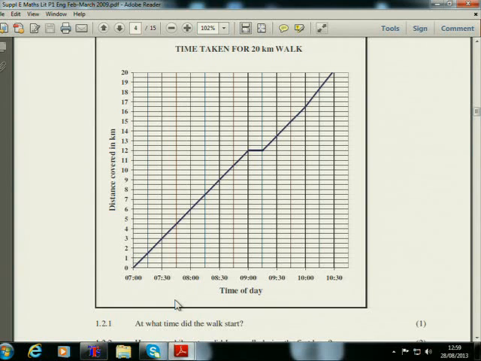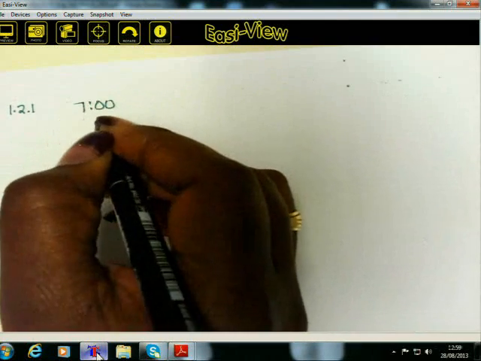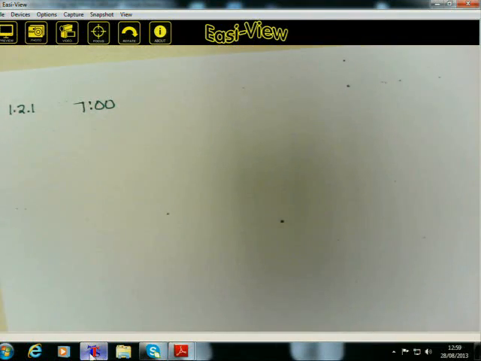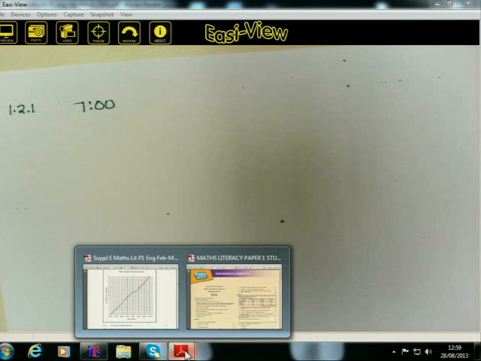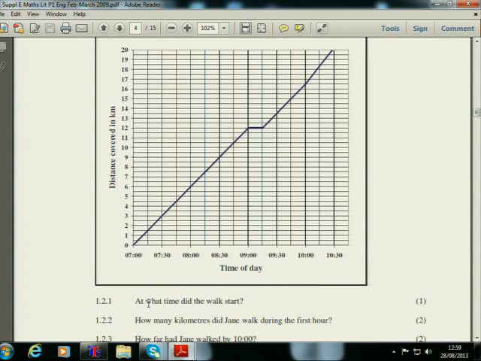So it shows that the walk started at 7, because you can see immediately after 7, it was not at 0 anymore. So our answer for 1.2.1 is 7 o'clock, just as it appears there. Now I know some of you will say 7 a.m. and so on, but our answer is 7.